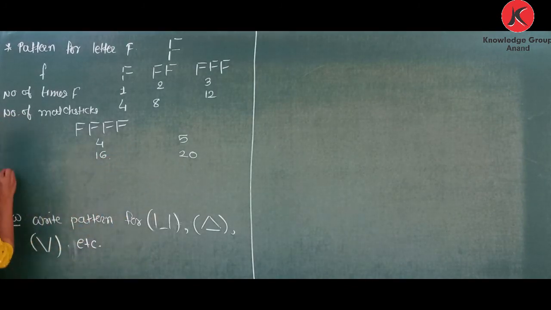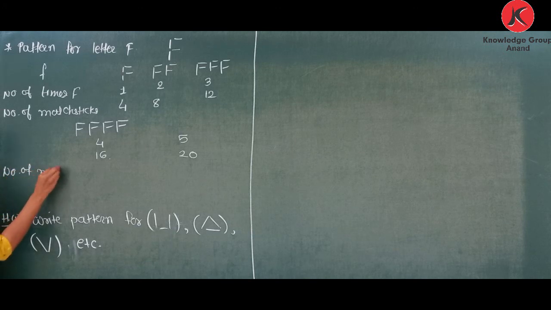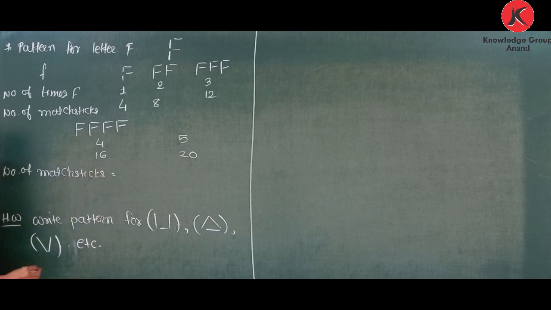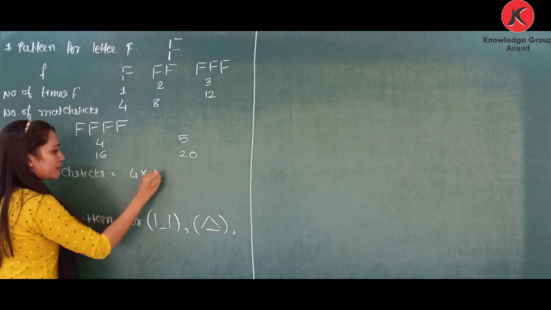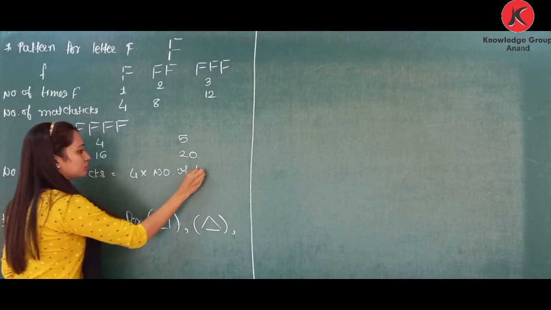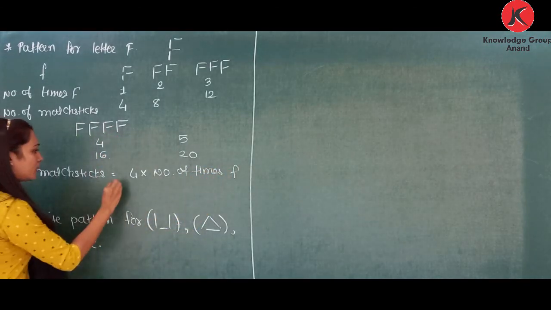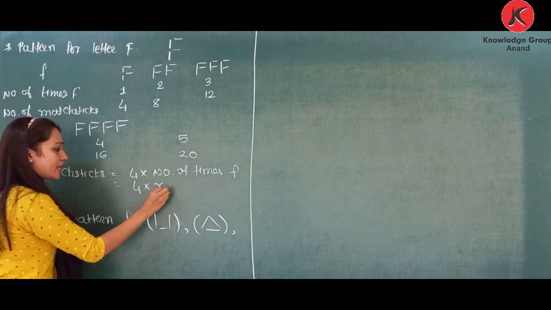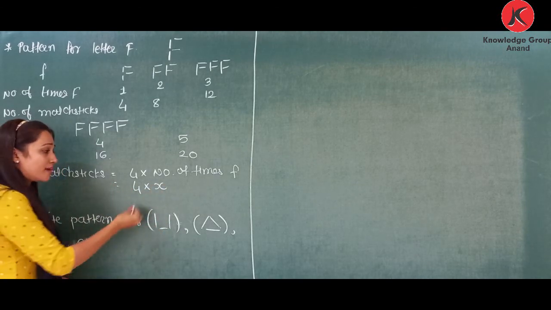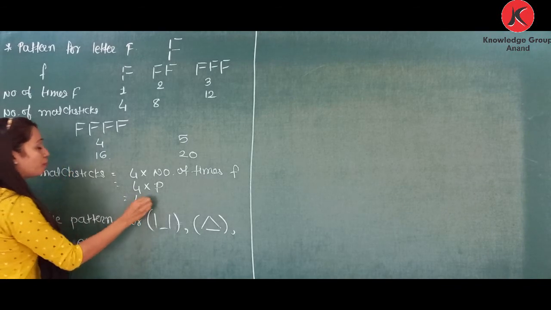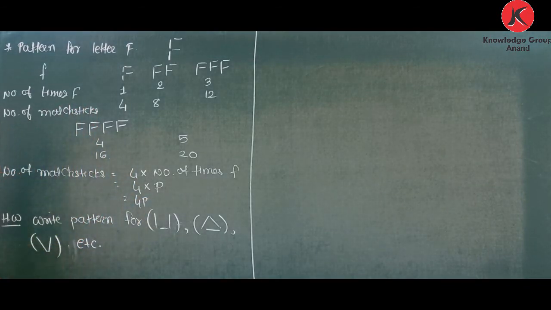So we can write the number of matchsticks is equal to 4 multiplied by the number of times F appears. So we can say 4 multiply x. You can take another variable too, 4p. So 4p is a pattern for letter F.